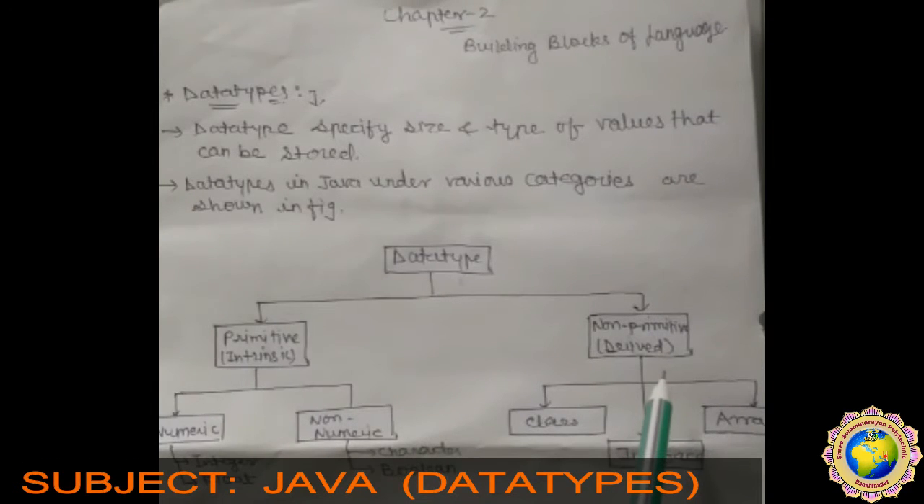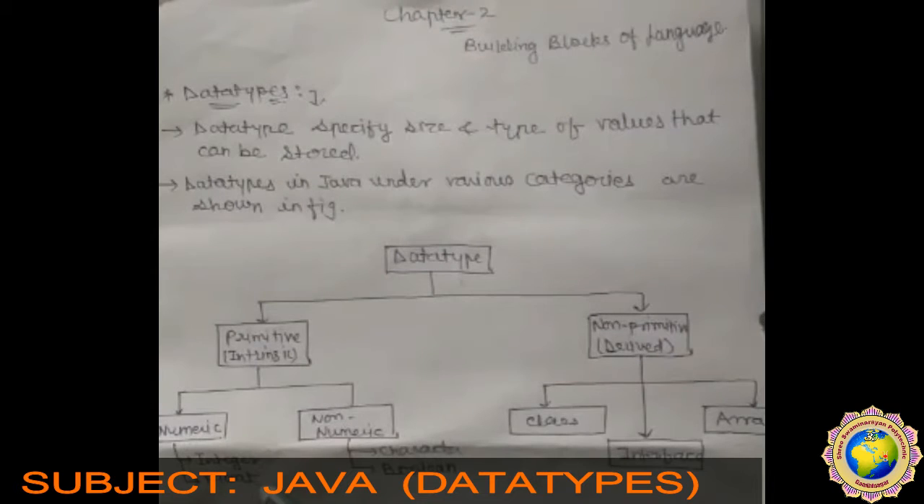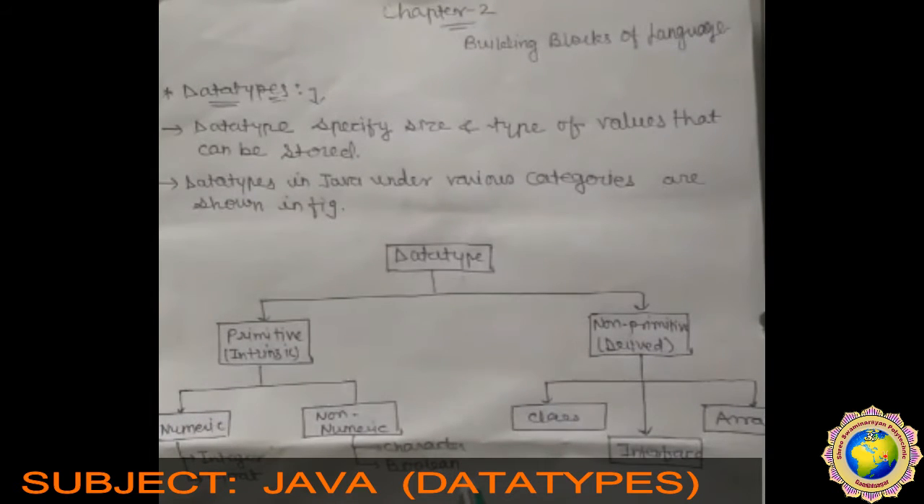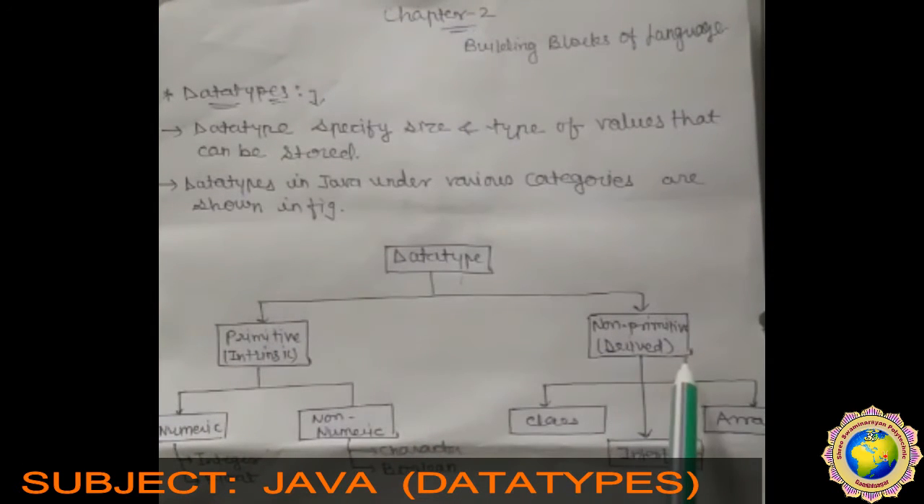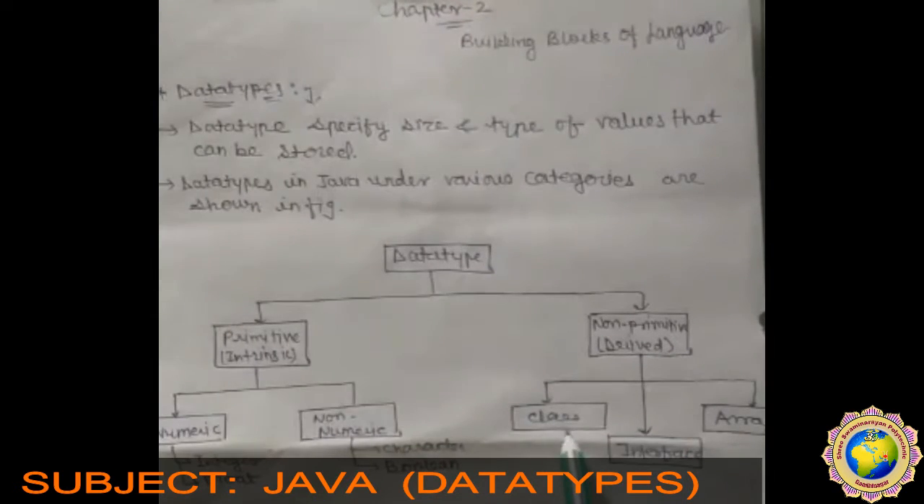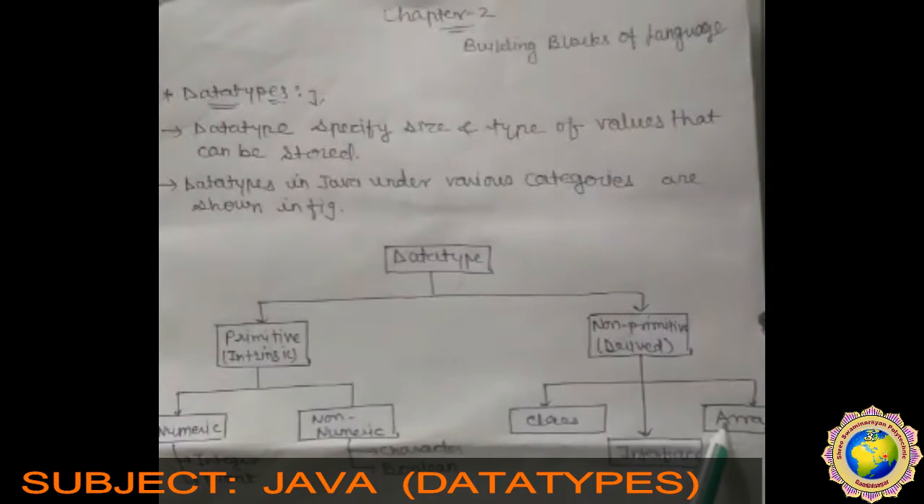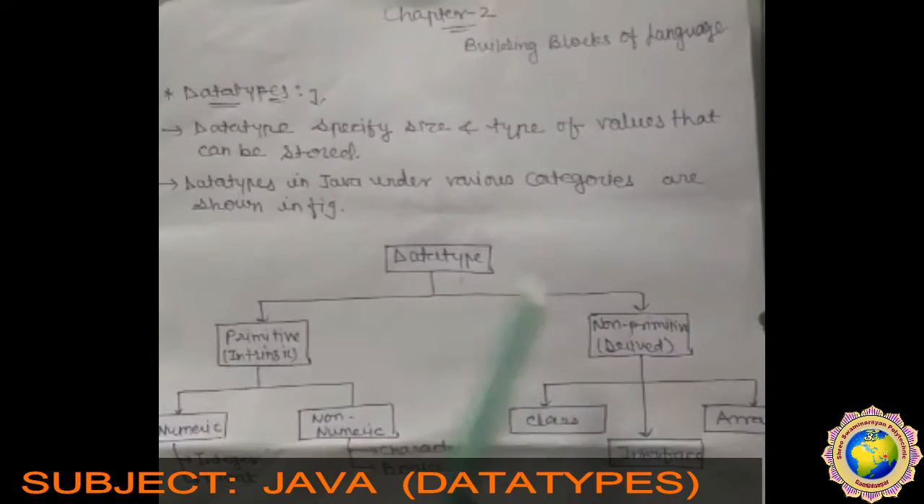data type. Now mainly there are two parts of primitive data type. First, the numeric, and second, the non-numeric. Numeric contains integer and floating value, and non-numeric contains the character and boolean. Now non-primitive data type contains class, interface and array. This is all about the data types.